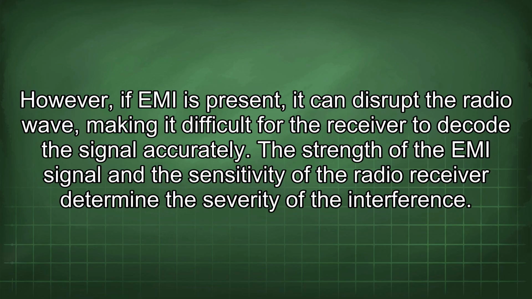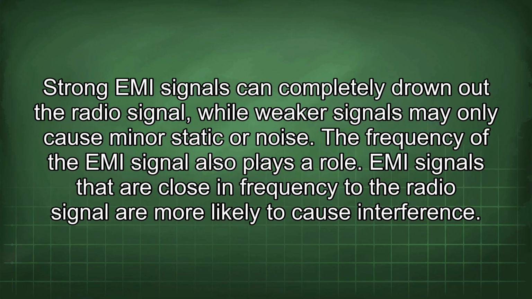However, if EMI is present, it can disrupt the radio wave, making it difficult for the receiver to decode the signal accurately. The strength of the EMI signal and the sensitivity of the radio receiver determine the severity of the interference. Strong EMI signals can completely drown out the radio signal, while weaker signals may only cause minor static or noise. The frequency of the EMI signal also plays a role. EMI signals that are close in frequency to the radio signal are more likely to cause interference.